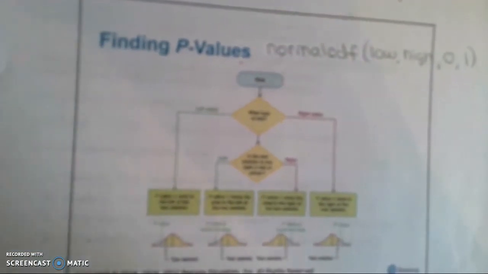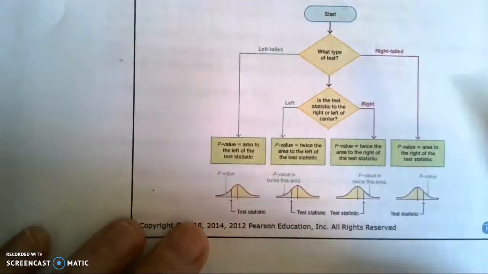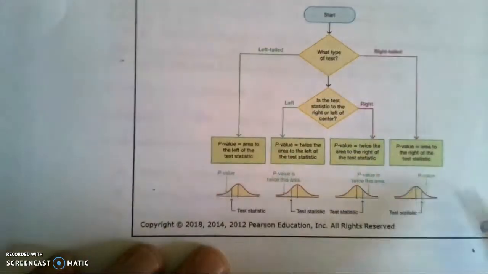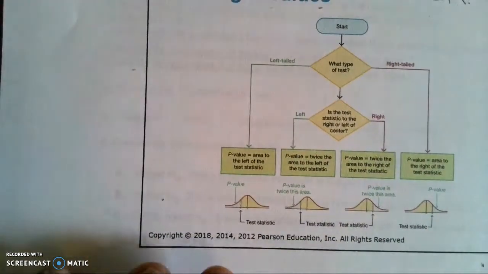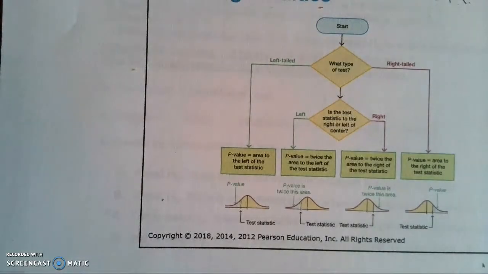So you start with what type of test you have. Is it left-tailed, right-tailed, or two-tailed? Then you follow through there to find it. Let me go ahead and start one of the homework problems, and then we'll do another one after that.